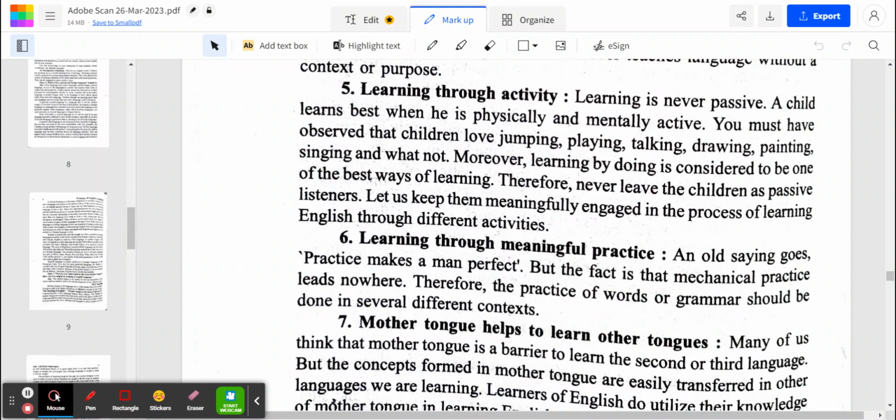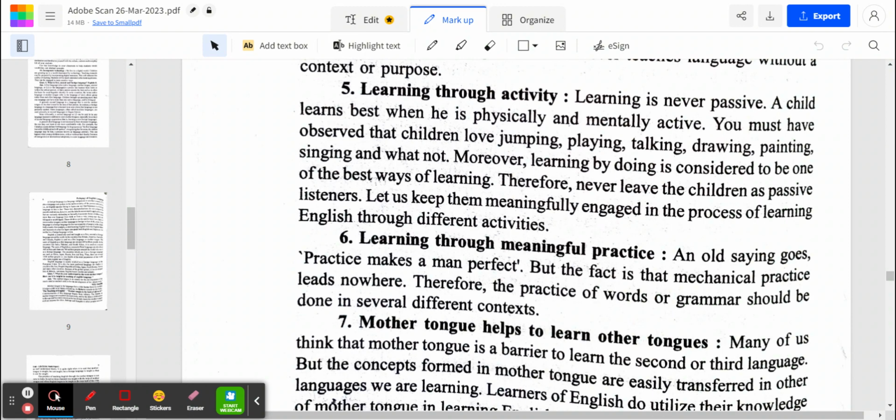Learning through meaningful practice. An old saying goes, practice makes a man perfect, but the fact is that mechanical practice leads nowhere. Therefore, the practice of the word or grammar should be done in several different contexts.